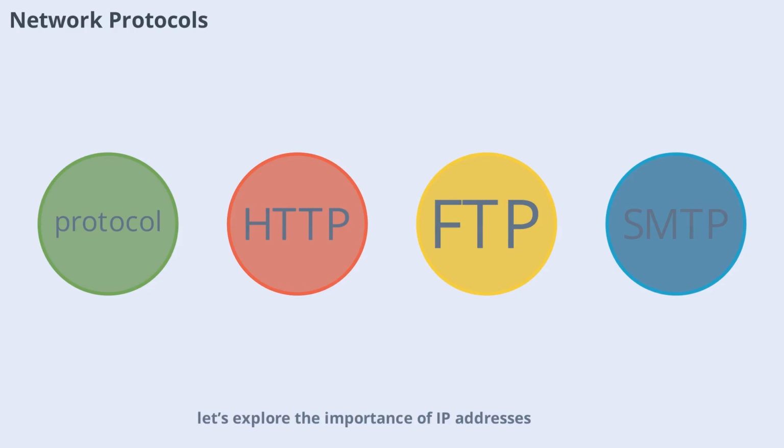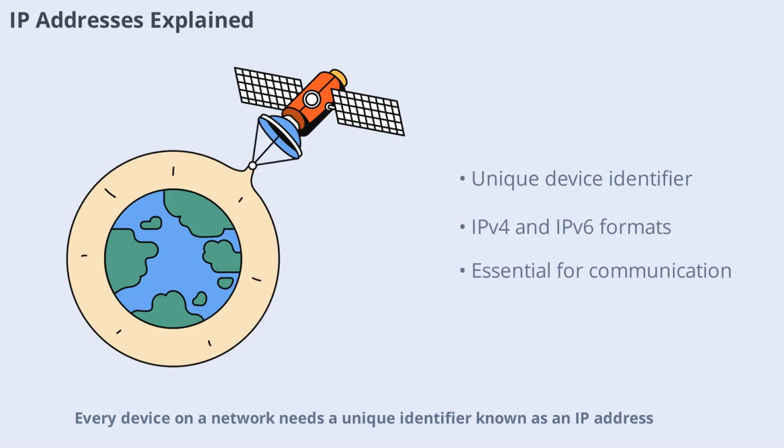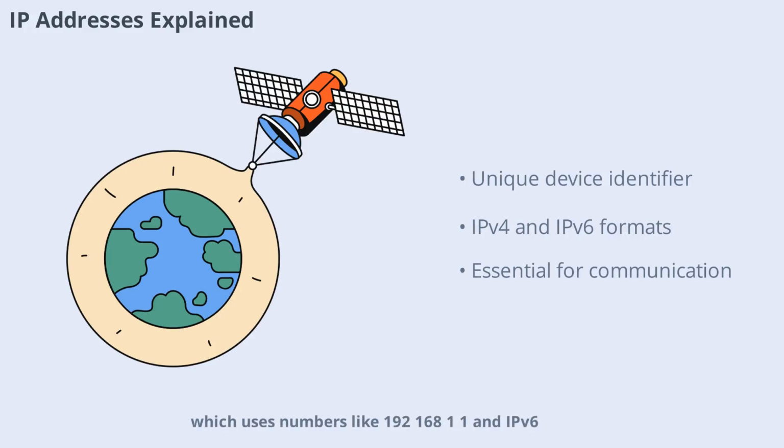Next, let's explore the importance of IP addresses. Every device on a network needs a unique identifier, known as an IP address. This address allows data to find its way to the correct device, much like a home address for mail delivery. There are two main types: IPv4, which uses numbers like 192.168.1.1, and IPv6, which uses longer combinations to support more devices. Understanding IP addresses is essential for managing and troubleshooting networks.